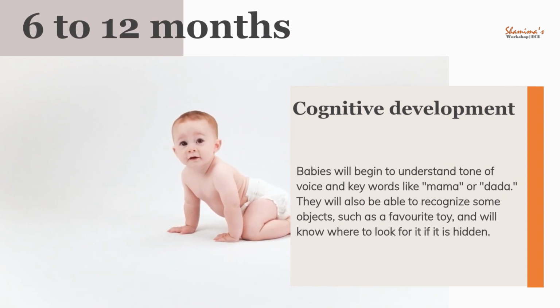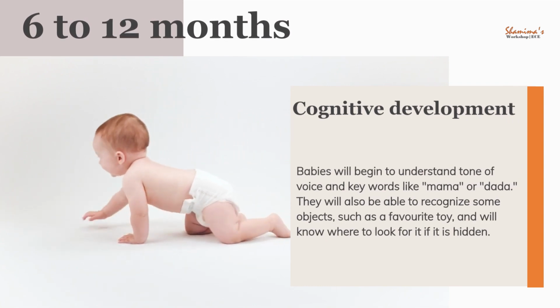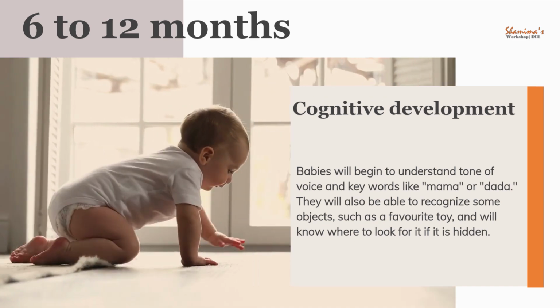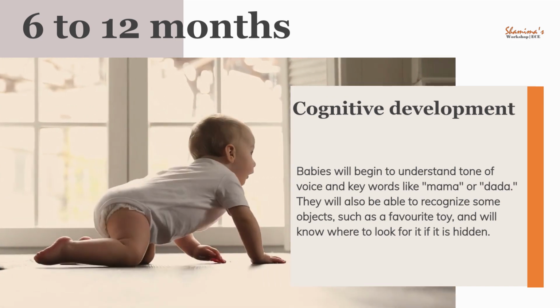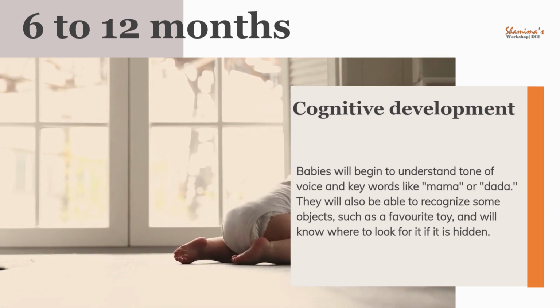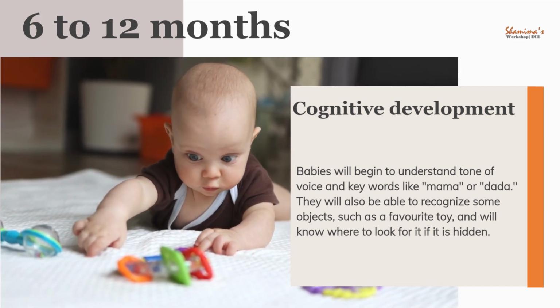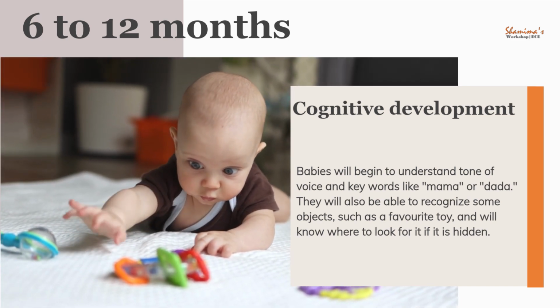6 to 12 months. Cognitive development. Babies will begin to understand tone of voice and keywords like mama or dada. They will also be able to recognize some objects, such as a favorite toy, and will know where to look for it if it is hidden.